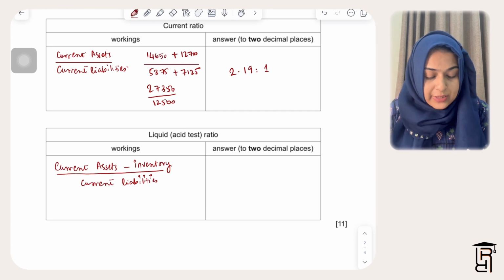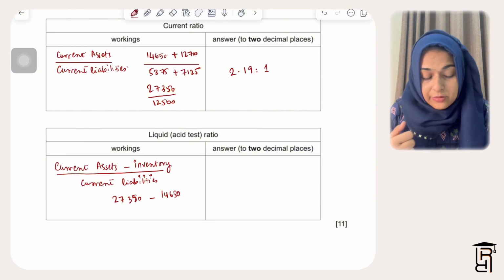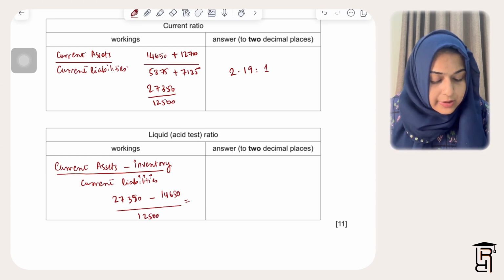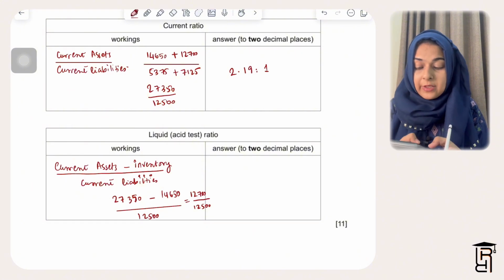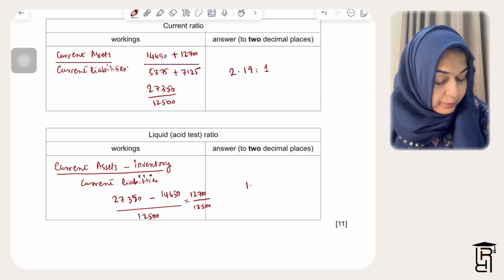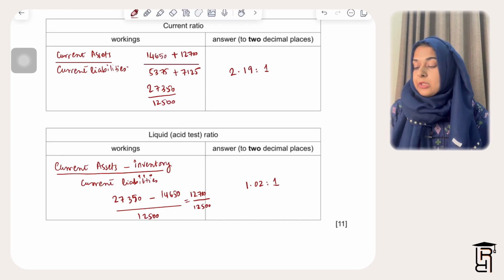So total current assets is 27,350 minus inventory, in this case 14,650. So you're left with just one, that is trade receivable. Your numerator will be 12,700 and our denominator will be 12,500, that is your current liabilities. When we divide both of these, 12,700 divided by 12,500 will give me 1.02 is to 1.